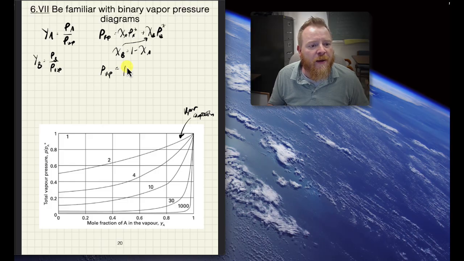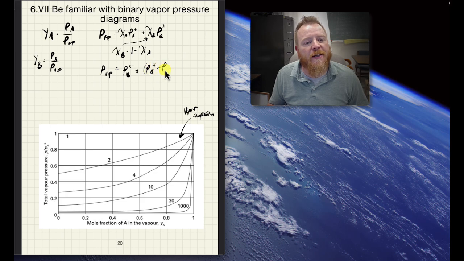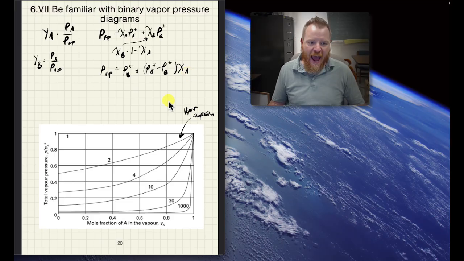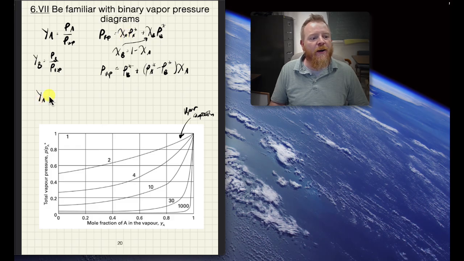So that ends up being PB star, the pure vapor pressure of B, plus PA star minus PB star, so the difference in pure vapor pressures, times just the mole fraction of A. And now remembering that PA was chi A times PA star, we can get an equation to describe the composition in the vapor as the following.